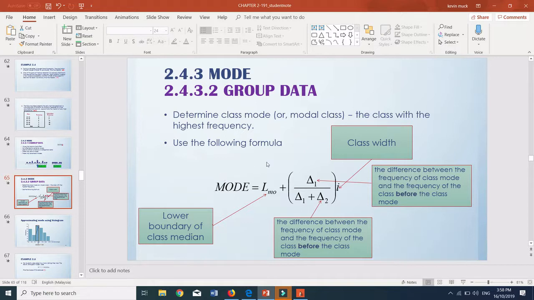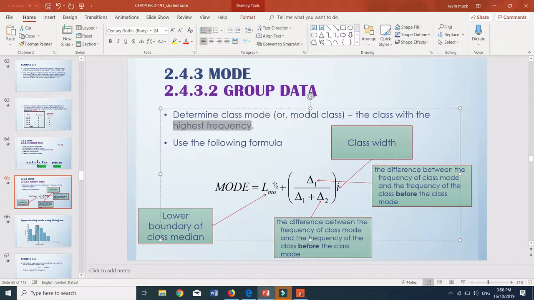You have the formula over here for the mode. First of all, you have to find the class mode, the class with the highest frequency. And after that, you apply the formula over here. You find the lower boundary for the class mode.